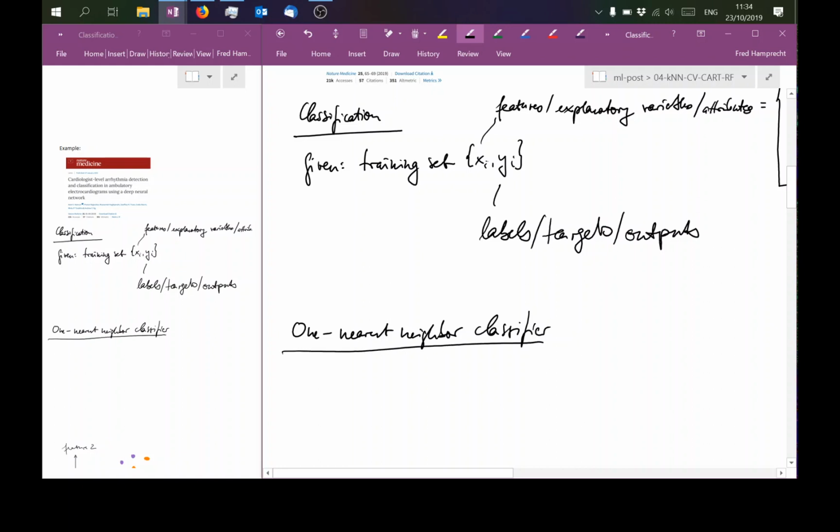And in a sense, this title, or the name of the method, already practically tells you all there is to know about it.